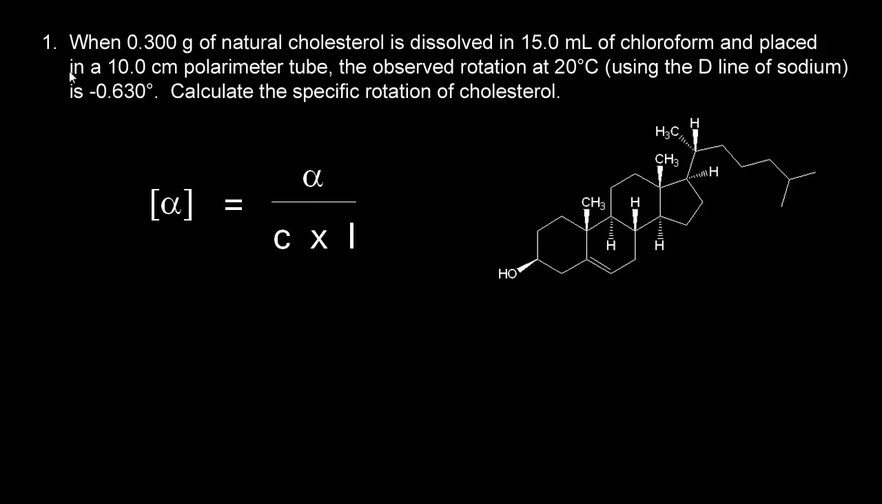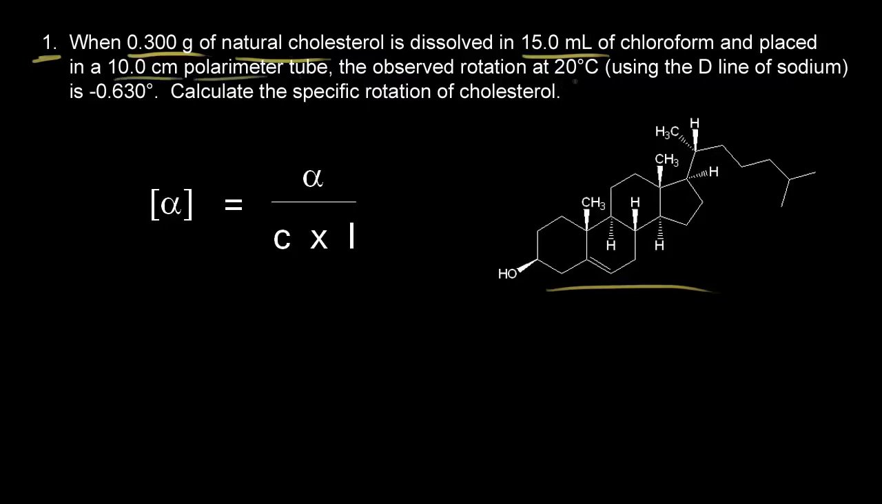Let's do some calculations using optical activity. For our first problem, let's say we have 0.300 grams of natural cholesterol. Here's the dot structure for natural cholesterol. It's an optically active compound. And we dissolve our cholesterol in 15.0 milliliters of chloroform, and we put that solution in a 10.0 centimeter polarimeter tube.